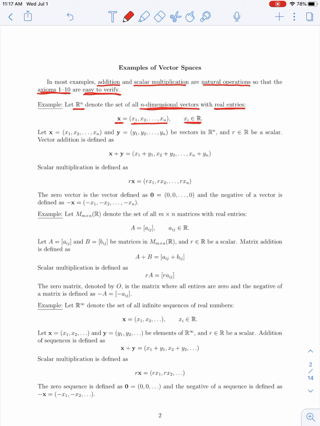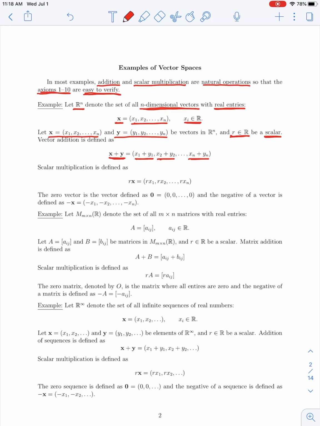So addition and scalar multiplication are defined in the standard ways. If we have two n-dimensional vectors, say x and y, whose components are given, and r is some real valued scalar, then vector addition, which would be denoted as the sum of x and y, is the n-dimensional vector where the ith component or ith element of that vector is the sum of the ith components of the individual vectors x and y.